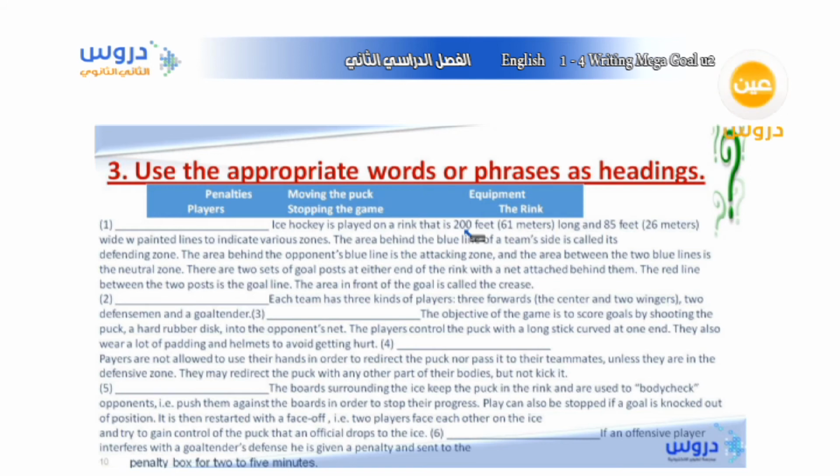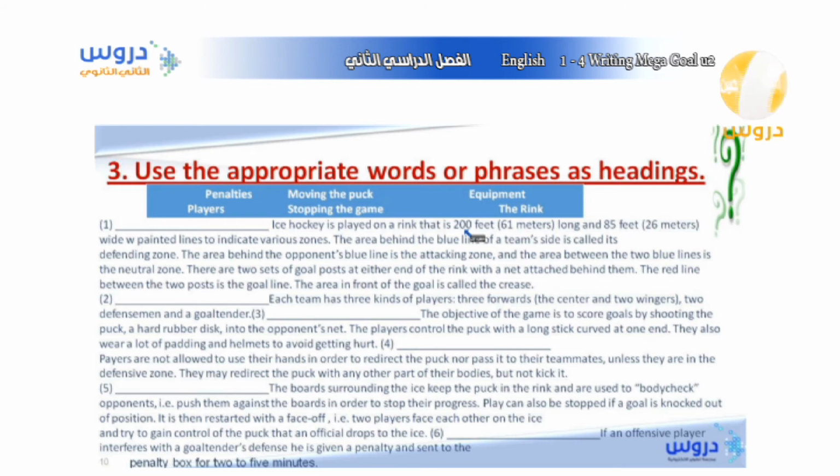Two players face each other on the ice and try again to control the puck that an official drops to the ice. Here number 6, if an offensive player interferes with the goaltender's defense, he is given a penalty and sent to the punishment box for 2 to 5 minutes.